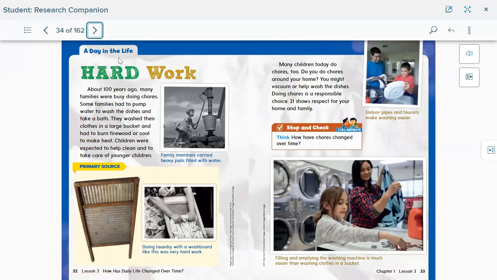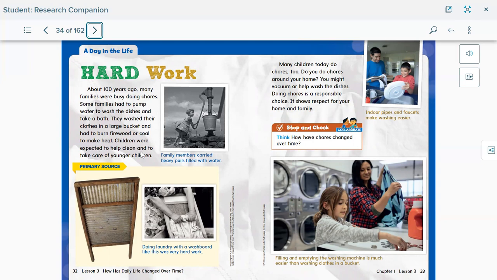All right, a day in the life. Hard work. Remember, we are covering homes, toys and games, what kind of chores children did, and also communities. So now, hard work. About 100 years ago, many families were busy doing chores. Some families had to pump water to wash their dishes and take a bath. They washed their clothes in a large bucket and had to burn firewood or coal to make heat.